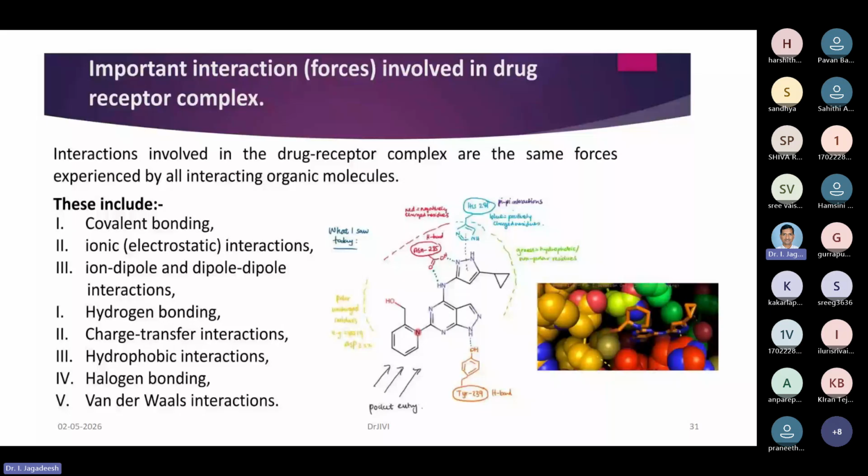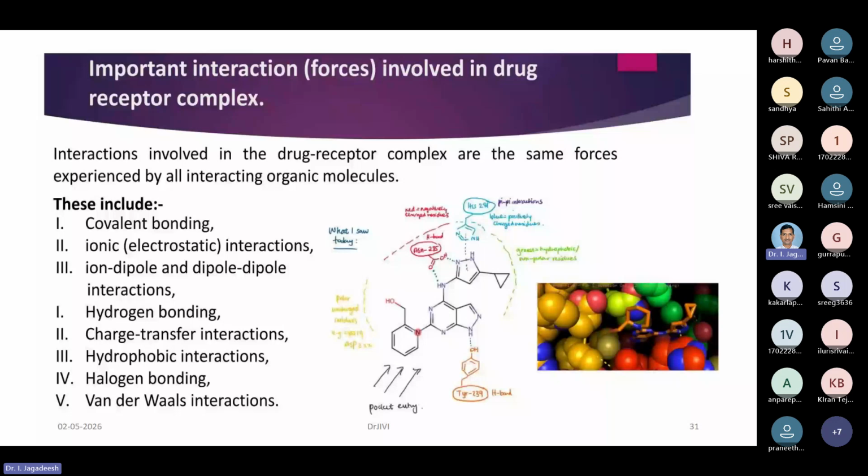So now we are going to see what the important interactions and forces involved in the drug receptor complex are. In this slide, there is a model molecule depicting a wide range of interactions with the receptor pocket. One is covalent bonding, then ionic or electrostatic interaction, ion-dipole or dipole-dipole interaction, hydrogen bonding, charge transfer interactions, hydrophobic interactions, which we have already seen, like a waxy layer where things slide down inside it, and halogen bonding and van der Waals interactions.